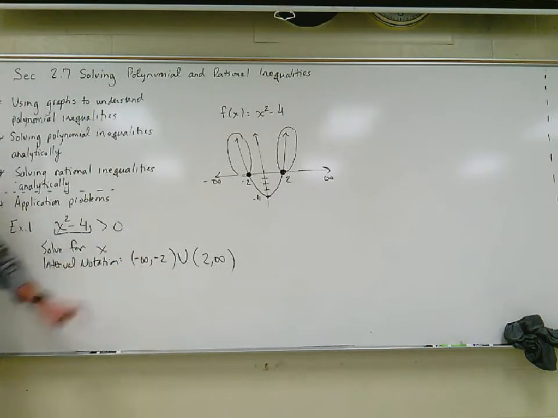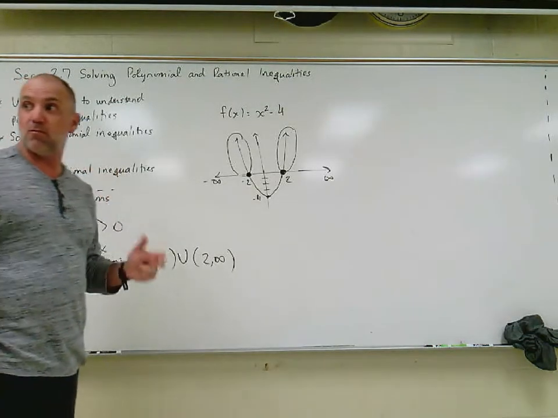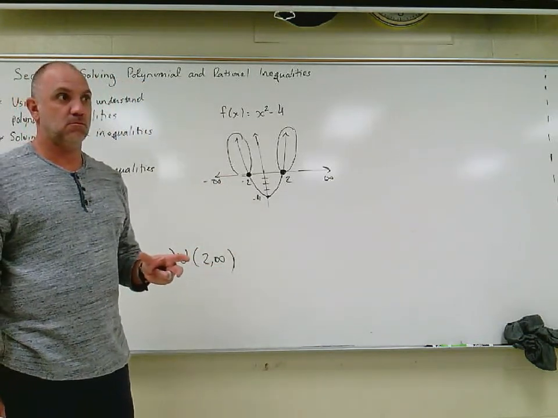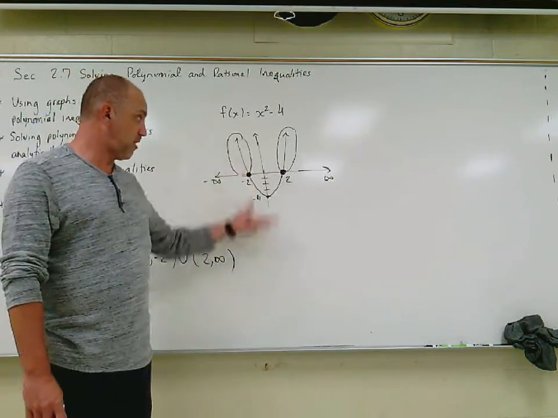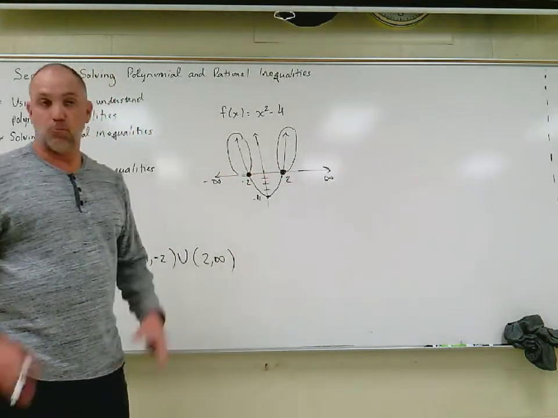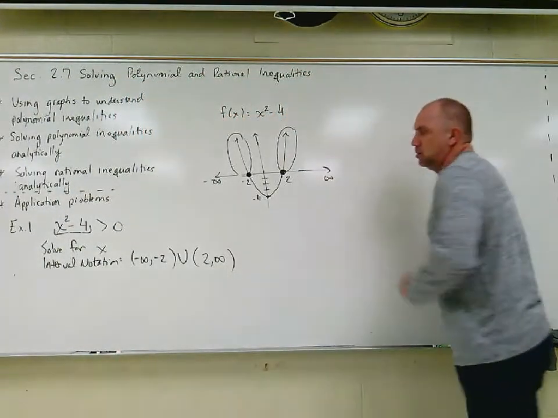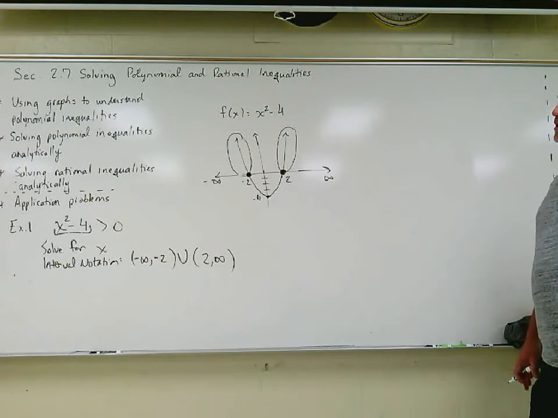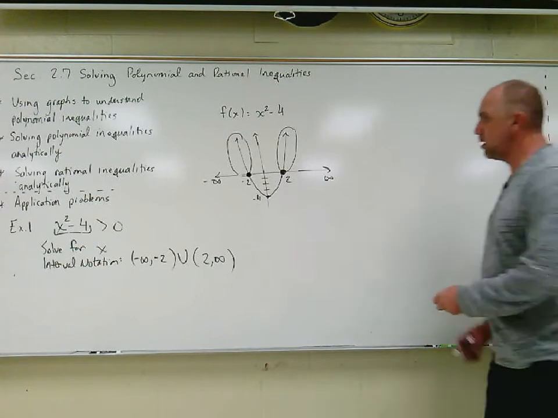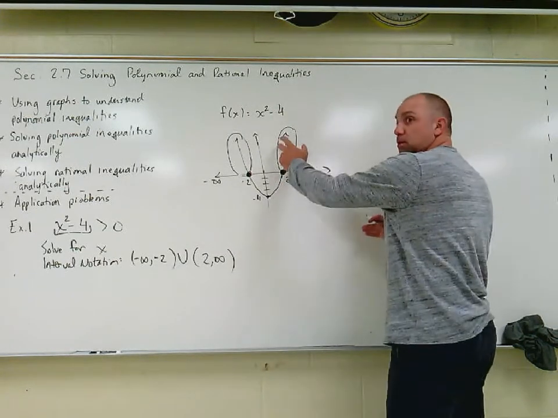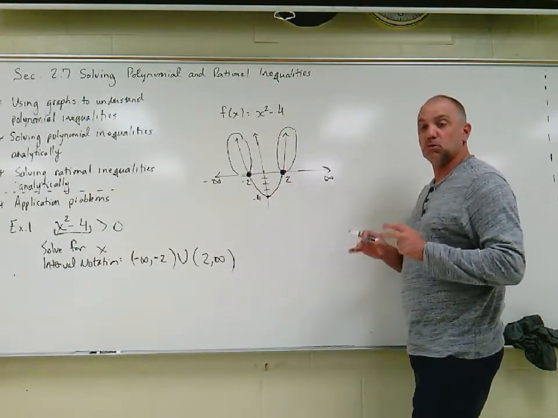Now that's how I would solve it graphically. If it had said less than 0, what interval would that have been? Where's the graph below the x-axis? -2 to 2, with brackets or parentheses depending on whether it's equal to or not. So that's using the picture to solve. Some of these graphs can be complex and we don't want to waste time graphing them. But does everybody understand that the x-intercepts are the boundary between where it's bigger than 0 and where it's less than 0? That's what we're going to find.